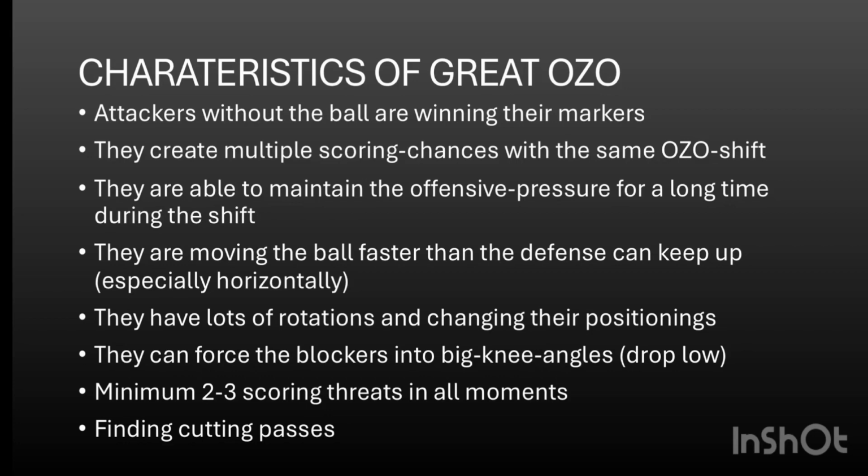Then what are the characteristics of great OZO, offensive zone offense, that the top level teams of floorball are using? Well, it begins with the attackers without the ball winning their markers. They are moving, doing give and goes, pass and moves, or they position themselves in the outer flanks and then start to sprint towards the net, trying to get to the backside of their marker.